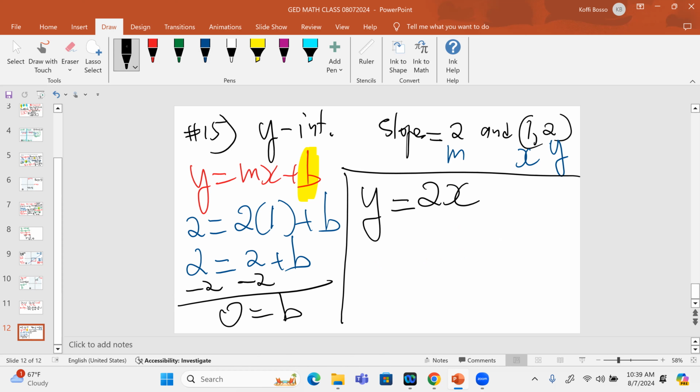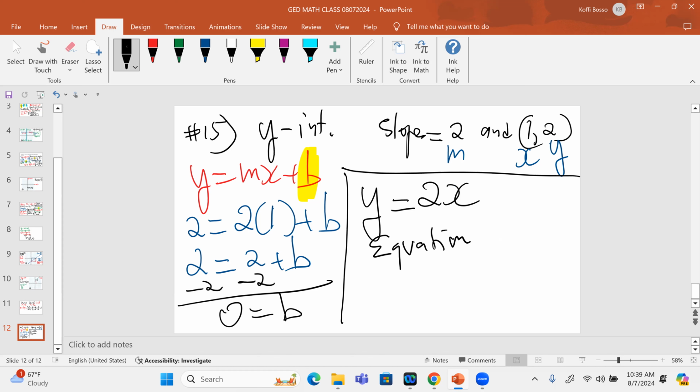2x plus 0, but we don't write that 0, so it's just 2x. Y equals 2x. Okay, but the thing is here, they ask you for the y intercept, so the correct choice is C, because C is a 0. Now y equals 2x is the equation, exactly. They don't ask for the equation, but this is the equation.